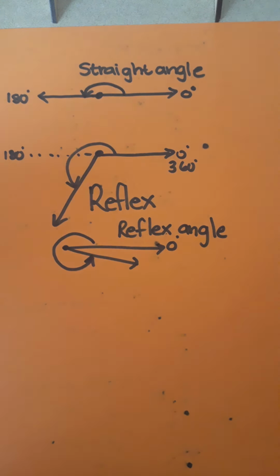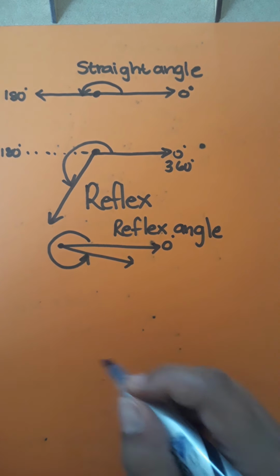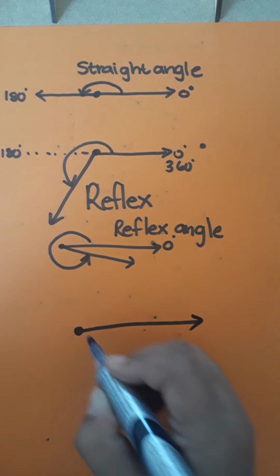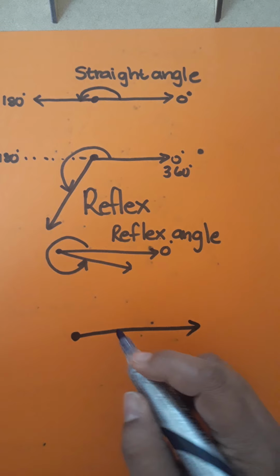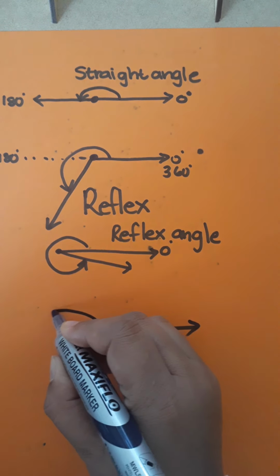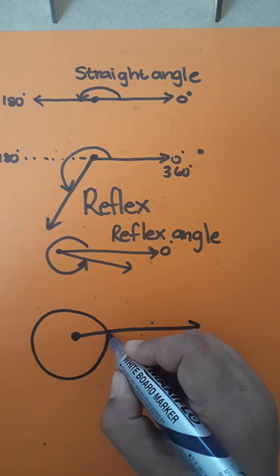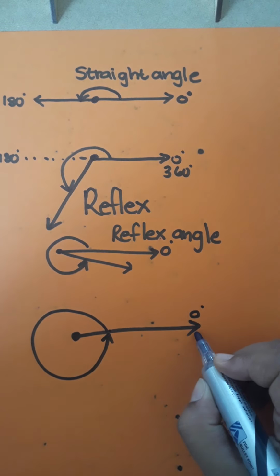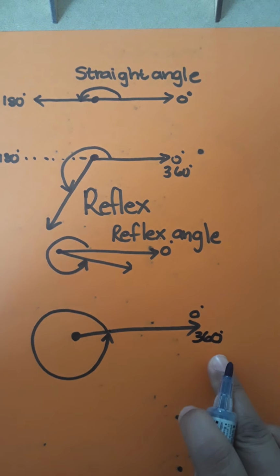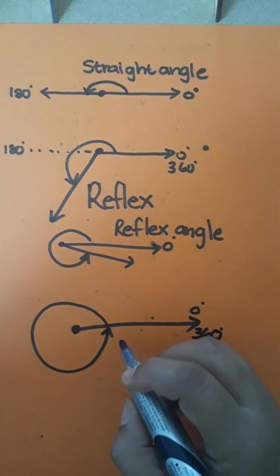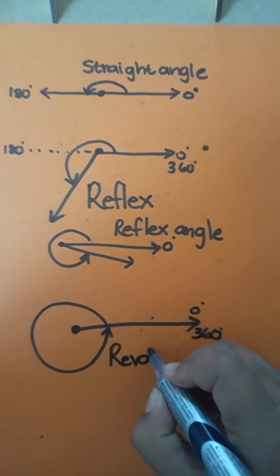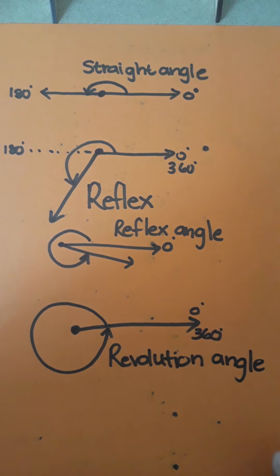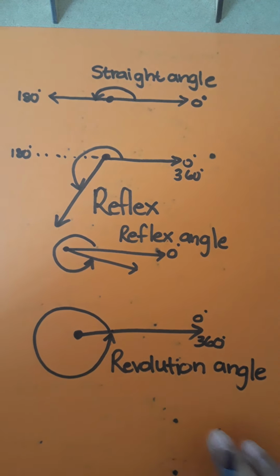I'm sure by now you're wondering what comes next. Well, let me tell you. We have, again, a ray drawn with a vertex. And what do we notice? That this angle is formed, goes all the way around and returns to 0 degrees. It made a whole revolution, and measures 360 degrees. This type of angle is known as a revolution angle. We have now covered all the different types of angles. And so I hope this made sense to you.